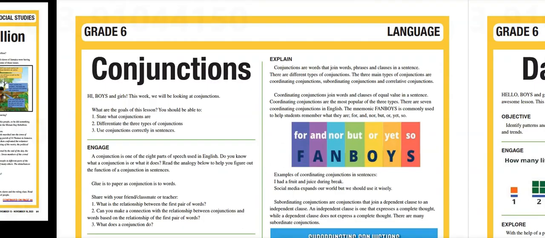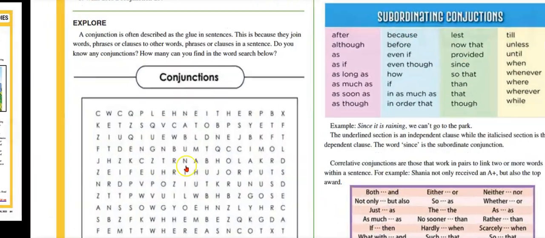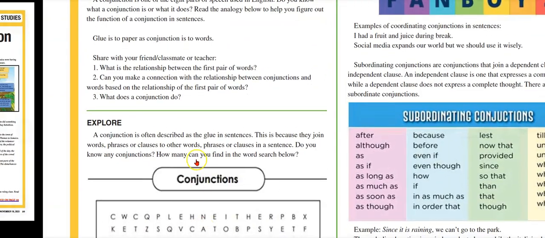In this episode, we are looking at conjunctions. If at the end of this lesson, you are able to state what conjunctions are, identify that there are 3 types of conjunctions, and use conjunctions correctly in sentences, so you're able to identify them, you know what they mean, and use them, then we would have had a good lesson. Take care, do the activities, complete the word search puzzle that's here, and all the other activities as best as possible. Take care, we'll see you in the next episode.